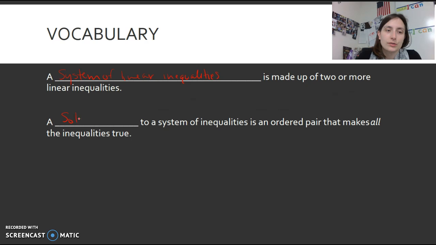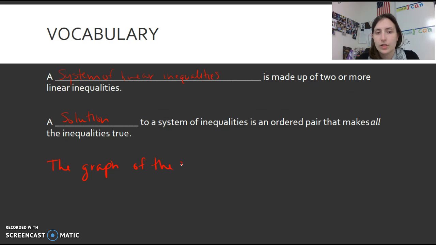A solution to a system of inequalities is an ordered pair that makes all the inequalities true. So we can have more than just two when it comes to inequalities. You're not limited to the number of variables equals the number of equations like we have for system of equations. So we'll have an example where we have three or more inequalities in our system.